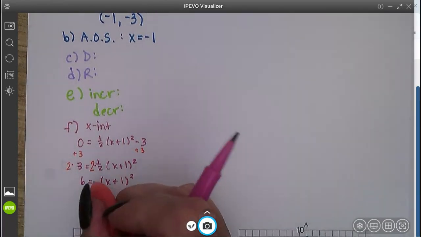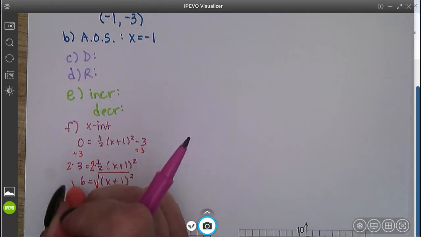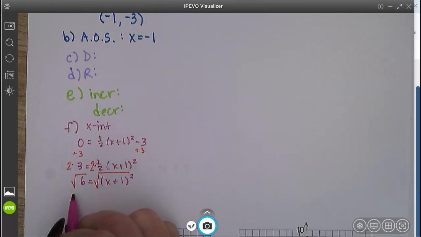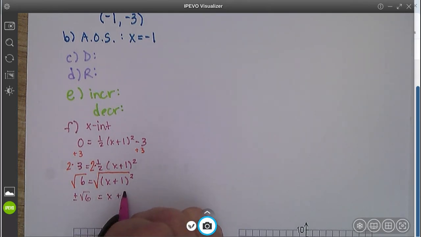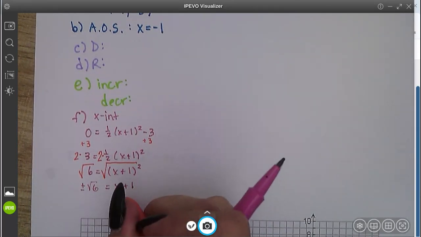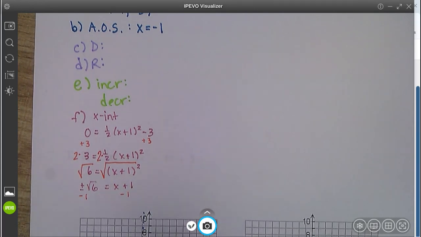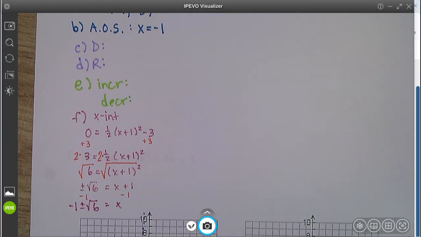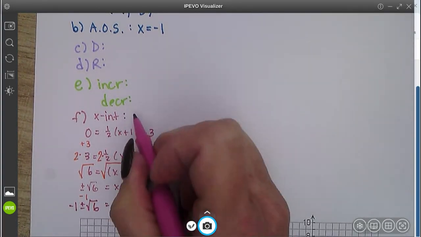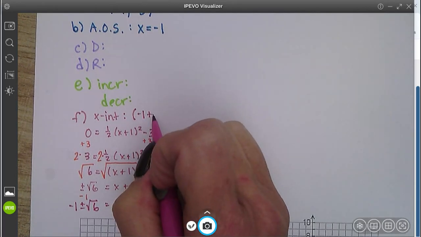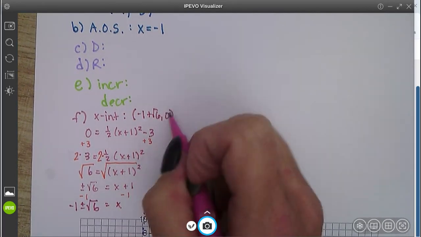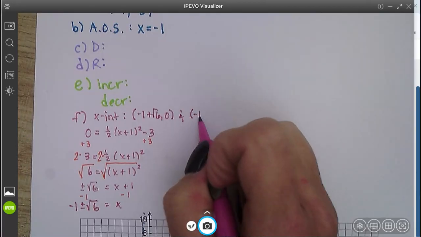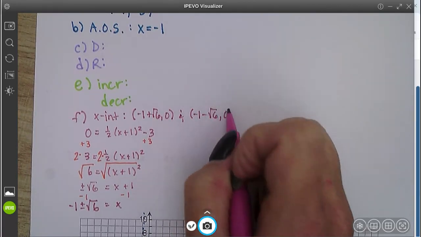Next thing I'm going to do is take the square root of both sides. Remember that that gives me plus or minus the square root of 6, and then on the right side, x plus 1. And then subtract 1 from both sides. So I get x equals -1 plus or minus the square root of 6. This is actually 2 x-intercepts. One of them is at (-1 plus the square root of 6, 0), and the other is at (-1 minus the square root of 6, 0).